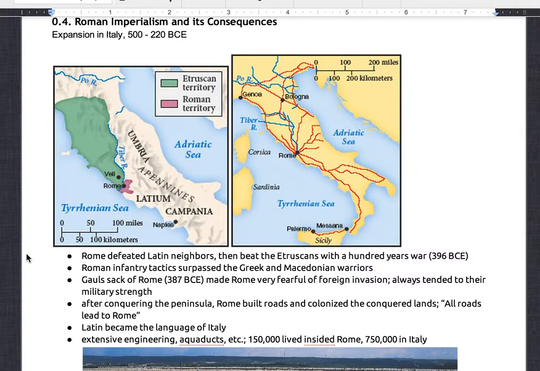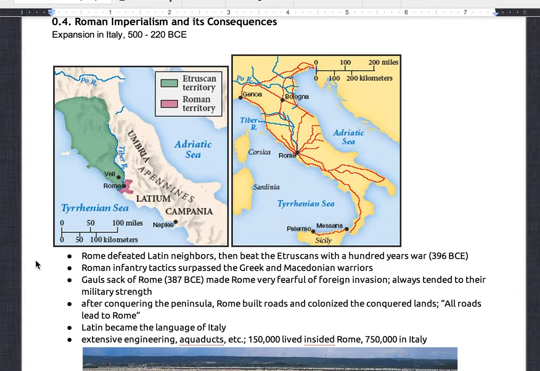In any case, the last thing that's important to take away from this is the wars with Carthage, the Punic Wars. The wars with Carthage are really the main event in this period of time. We call them the Punic Wars because that was the Latin word for Phoenicians, and the Phoenicians were the people who originally settled the area we called Carthage. So the time period we're looking at is the years 500 to 220 BCE.